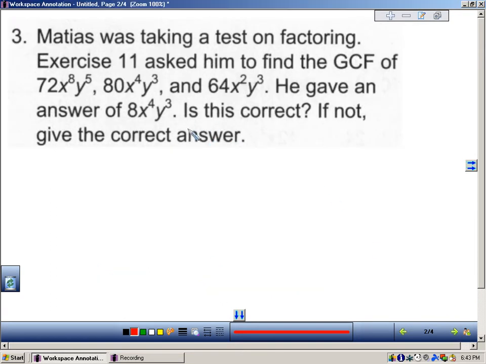Number 2. Matthias was taking a test on factoring. Exercise 11 asked him to find the GCF of these 3 monomials. He gave an answer. Is it correct? If not, give the correct answer. So let's find the correct answer. So again, I'll write each down.